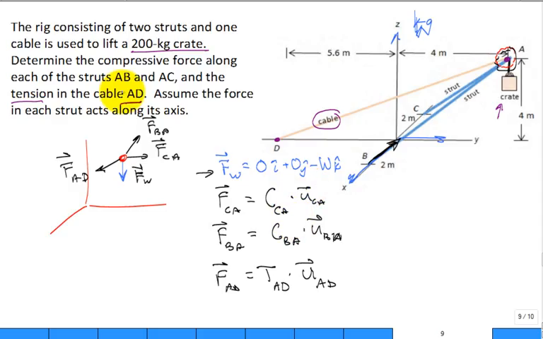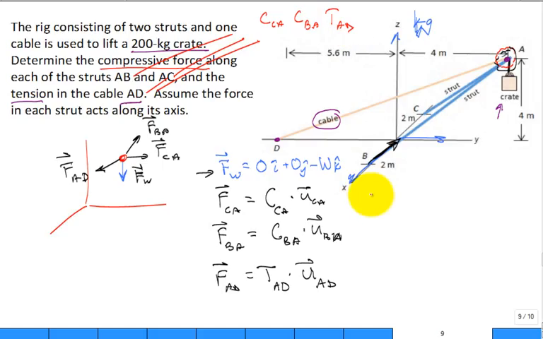And what are they asking me to solve for? The compressive force along each of the struts. This is what I'm trying to find. The compression in C to A and A to B, in those struts. And then the tension. So those are my three unknowns: C CA, C BA, and then T AD. Those are my three unknowns. Well, three unknowns, I better have three mathematically independent equations. They're going to come from the sum of the forces in the X, sum of the forces in the Y, and the sum of the forces in the Z.